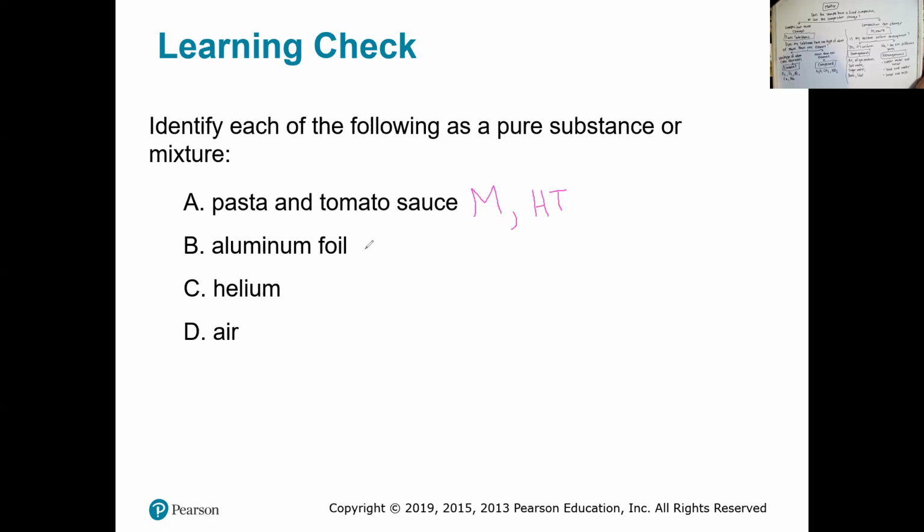Aluminum foil, assuming that it's made from pure aluminum, which you could assume in this case, they weren't trying to tell you that anything else was mixed in. So for aluminum foil, this is going to be considered a pure substance. And if it's a pure substance and it's just aluminum, there's no other type of element present, which would mean that this is going to be an element. Helium is a pure substance. It is also a type of element.